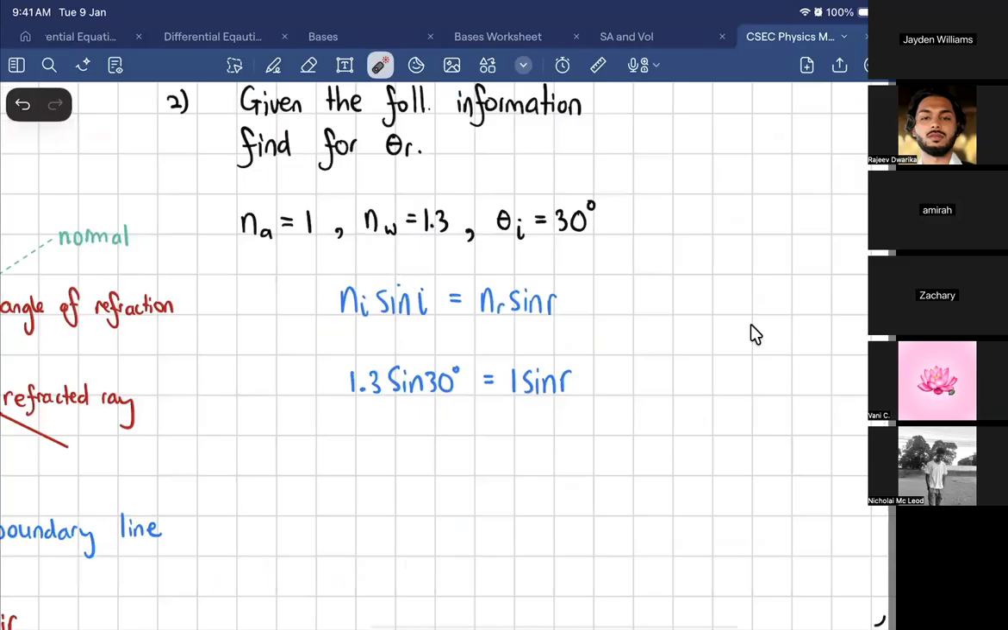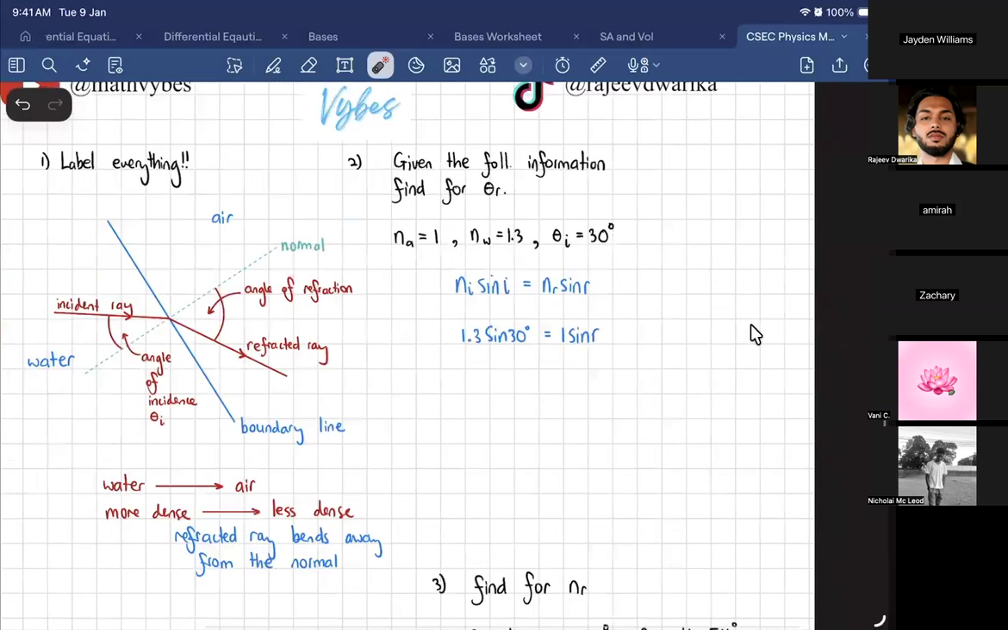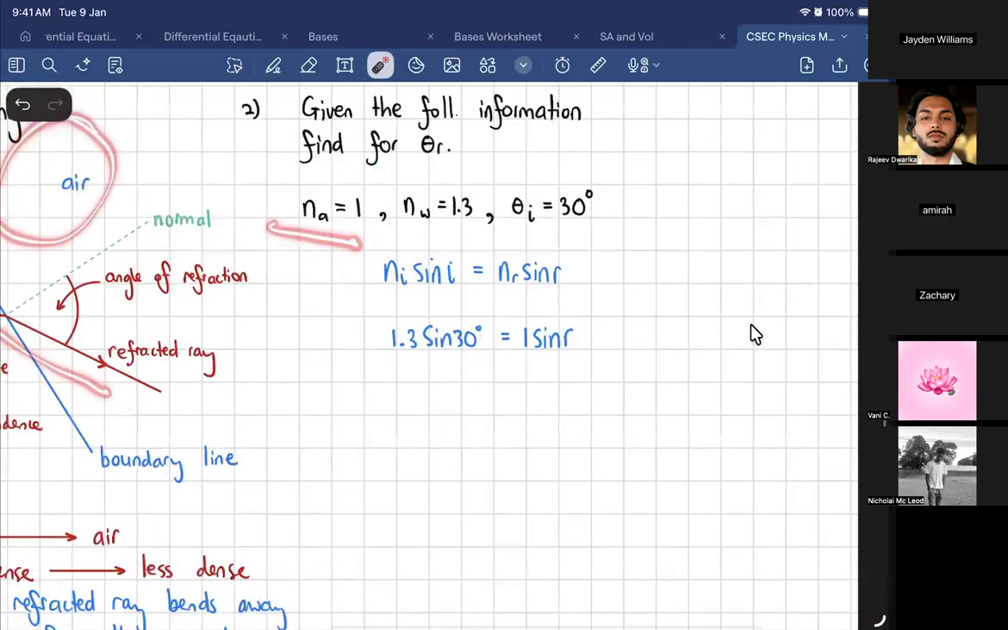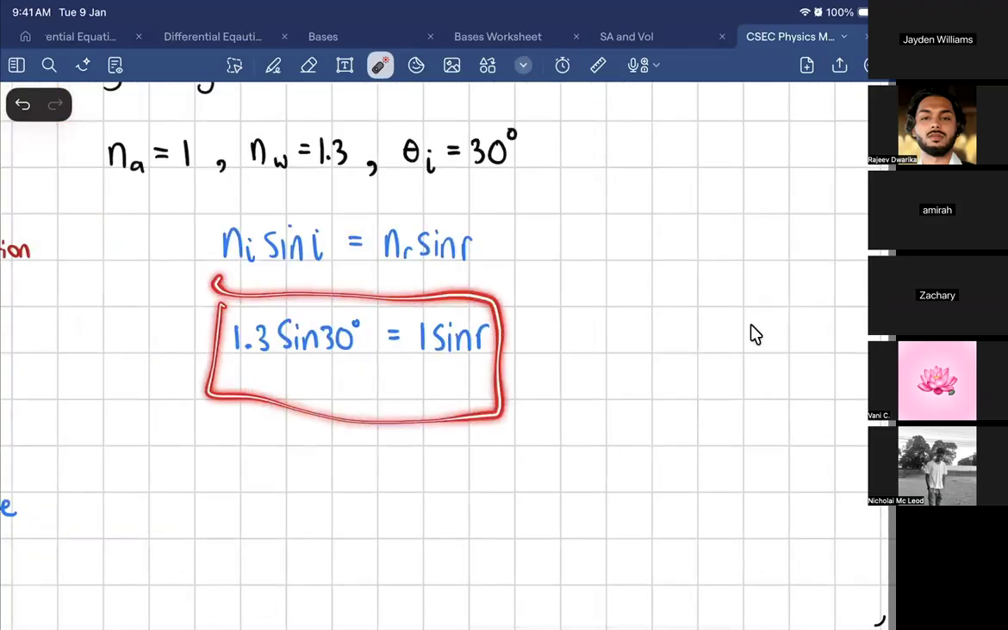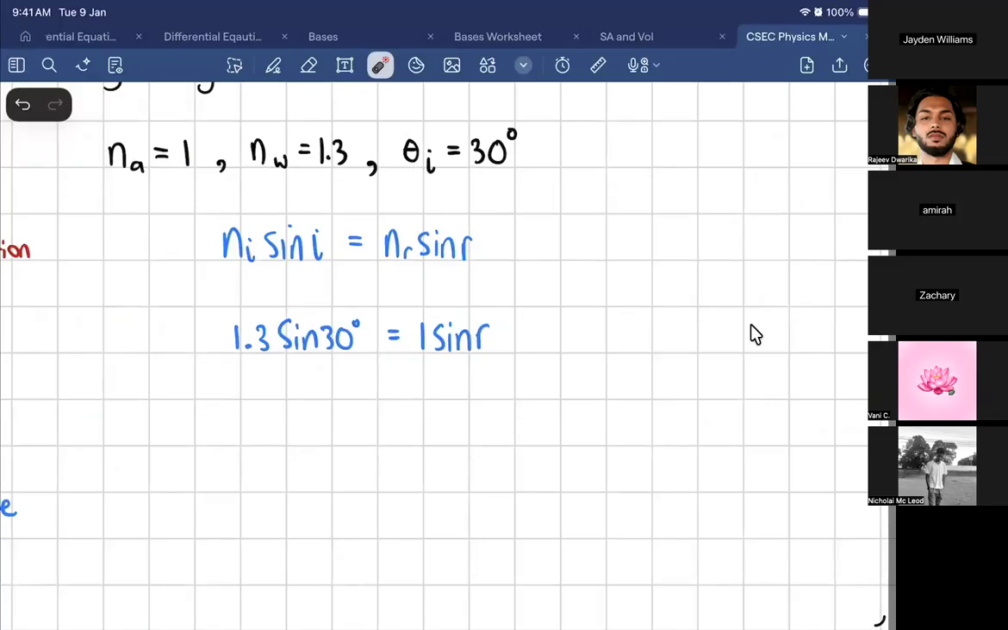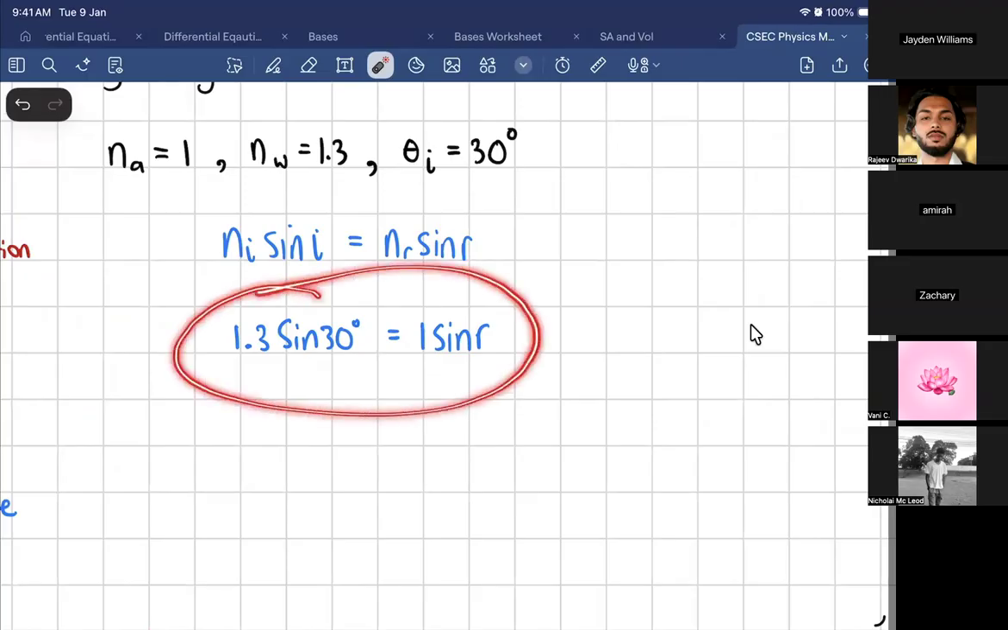And you made the same mistake on the other side. You wrote 1.3 sine theta r. It would not be 1.3, it would be 1 because the refracted ray is in air and the refractive index for air is 1. So it's supposed to look like this so far. You understand? Yes, sir. How many of you were able to get to this point? Let me know.